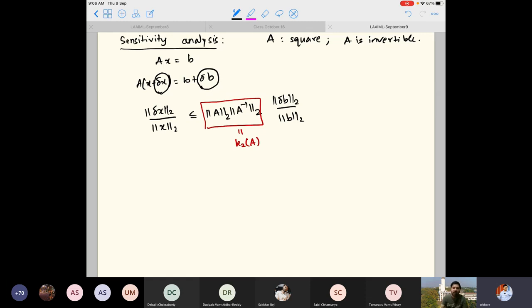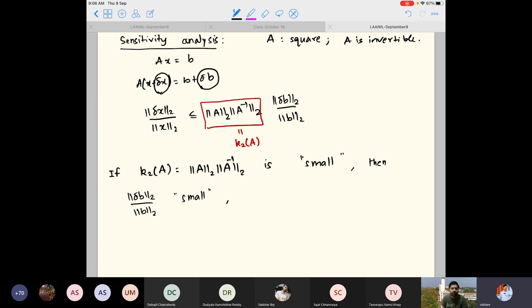So what does it really mean? It means that if the condition number of A, which is defined as 2-norm of A into 2-norm of A inverse, is small, we do not know what is small, but if it is small, and delta b by b is small, meaning that you have a small relative perturbation in b, this implies that the perturbation in x is also small, right? So this is a qualitative statement.